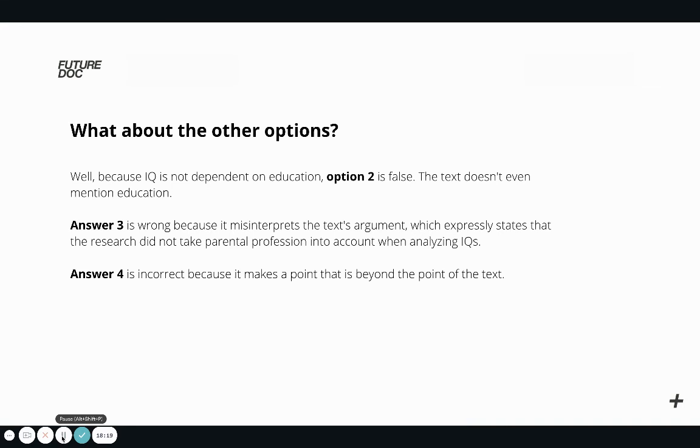So, what about the other answer options? Well, because IQ is not dependent on education, statement 2 is false. The text doesn't even mention education. Answer 3 is wrong because it misinterprets the text's argument, which expressly states that the research did not take parental profession into account when analyzing IQs. Answer 4 is incorrect because it makes a point that is far beyond the point of the text. So, none of these can be deemed arguments.